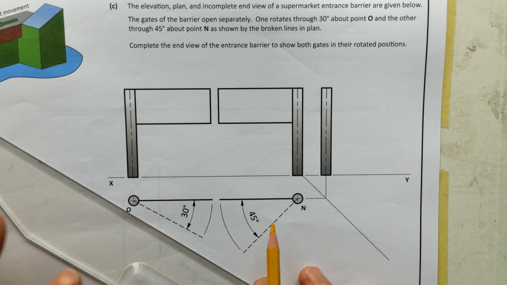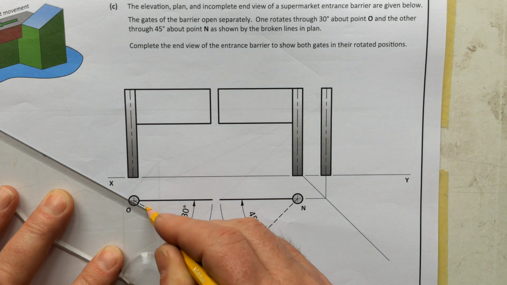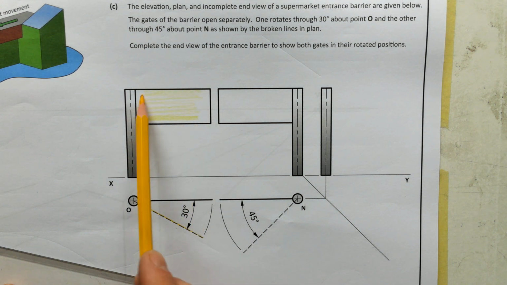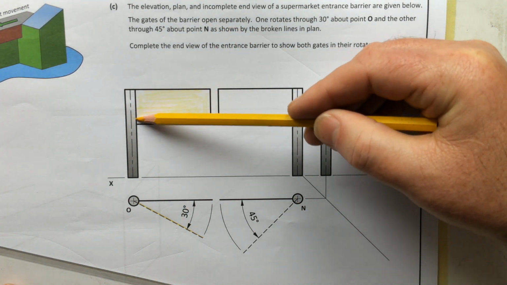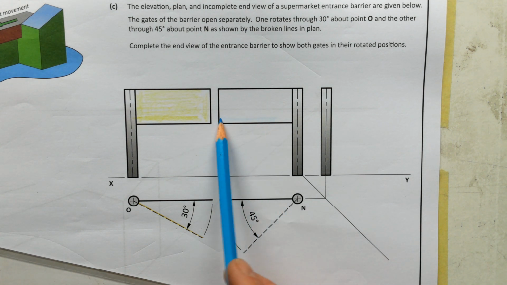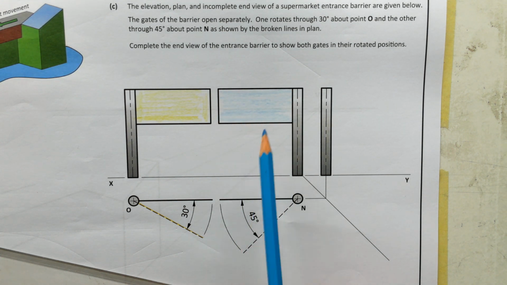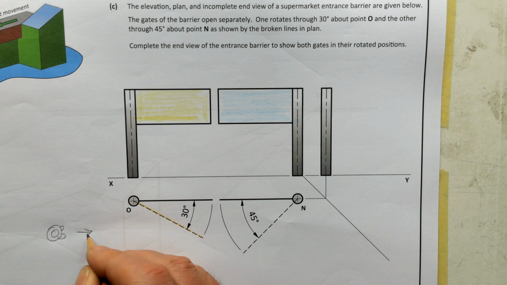Again, I'm going to throw a tiny bit of colour on this here just to help us. So if I decided that this was a yellow barrier, and the other one there, I'll slap a colour on that. So this one's a blue barrier. So when they're rotated, we're standing here looking in from this direction.